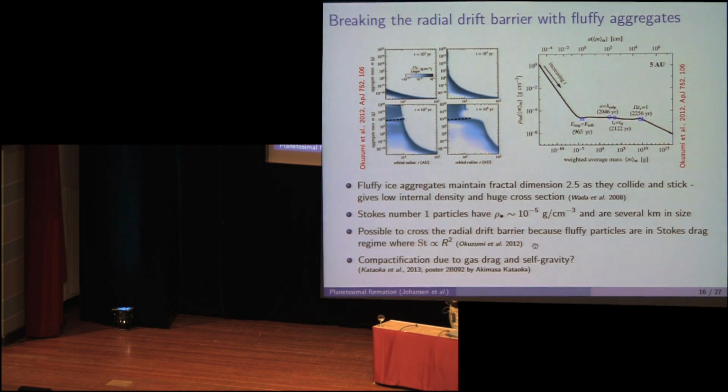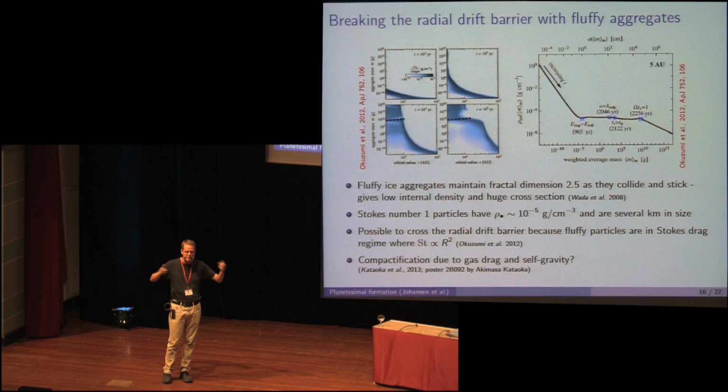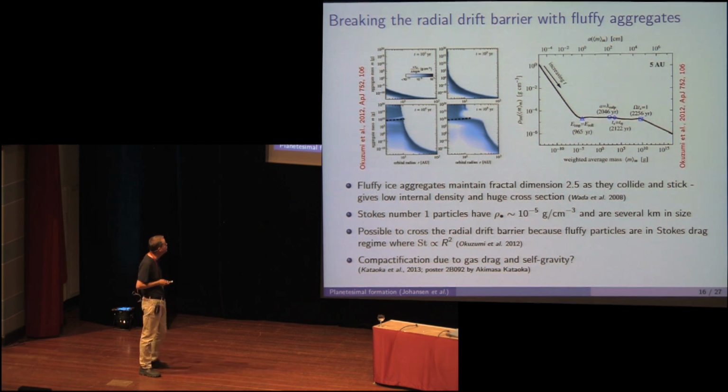So this was also put into a coagulation equation solver. This was done by Okuzumi et al. 2012. They included fluffy ice aggregates, and they used the fact that these should maintain a fractal dimension of 2.5 when they collide and stick. And if you have such a low fractal dimension, it means the bigger you are, the more massive you are, the lower the internal density you have, and then you get a huge cross-section. So this is the result of their simulations.